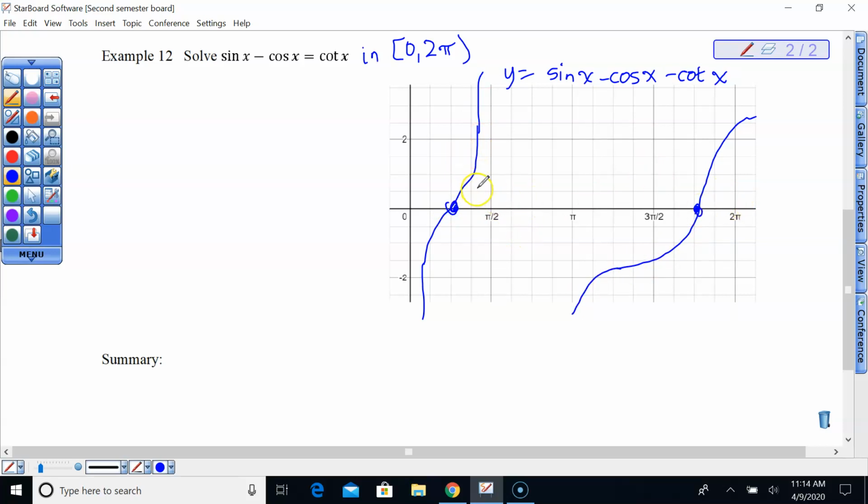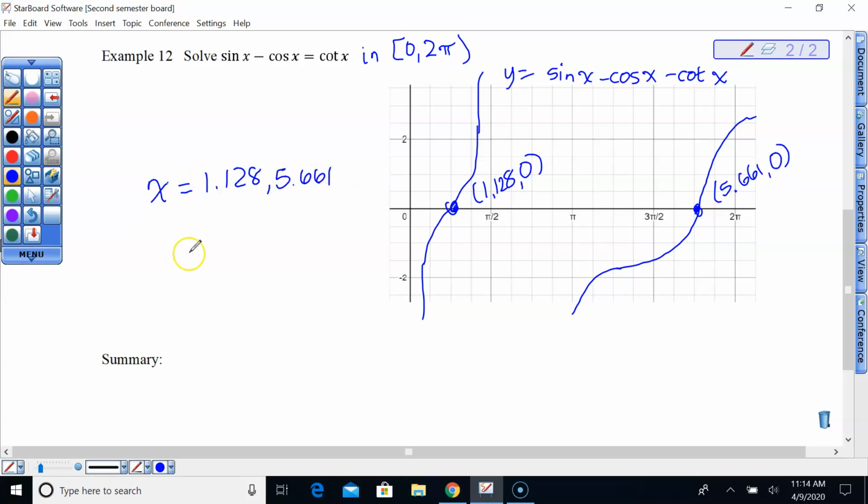And so the solutions were 1.128 and 5.661. So our solutions here are x equals 1.128 radians and 5.661.